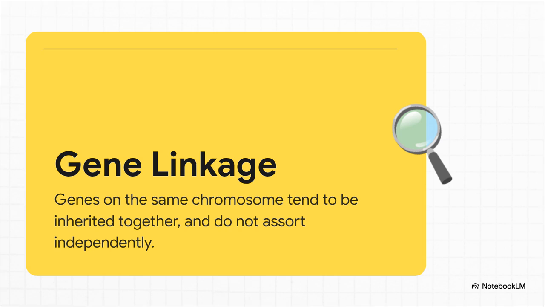All 7 of the traits he picked just happened to be on different chromosomes. We now know that if genes are physically located close together on the same chromosome, they're linked. They tend to get inherited together as a block. And the wild part is, discovering this exception, the thing that broke Mendel's second law, is actually what helped prove the whole chromosomal theory was correct.